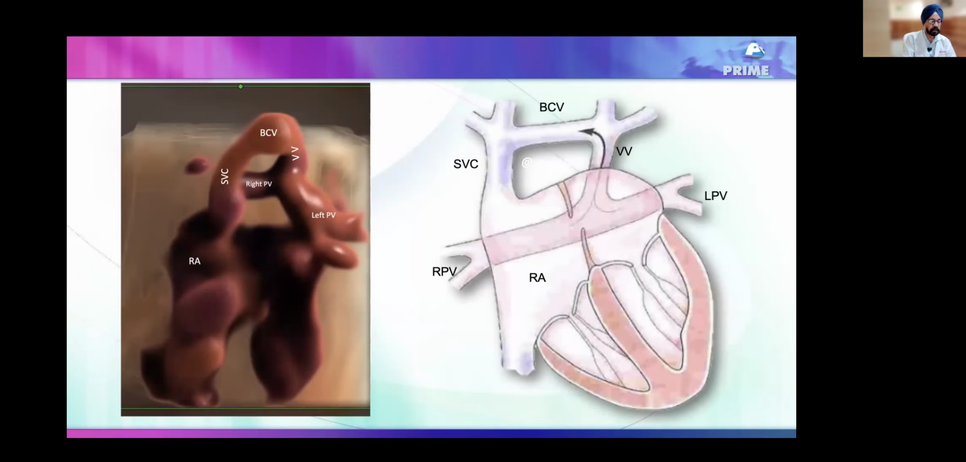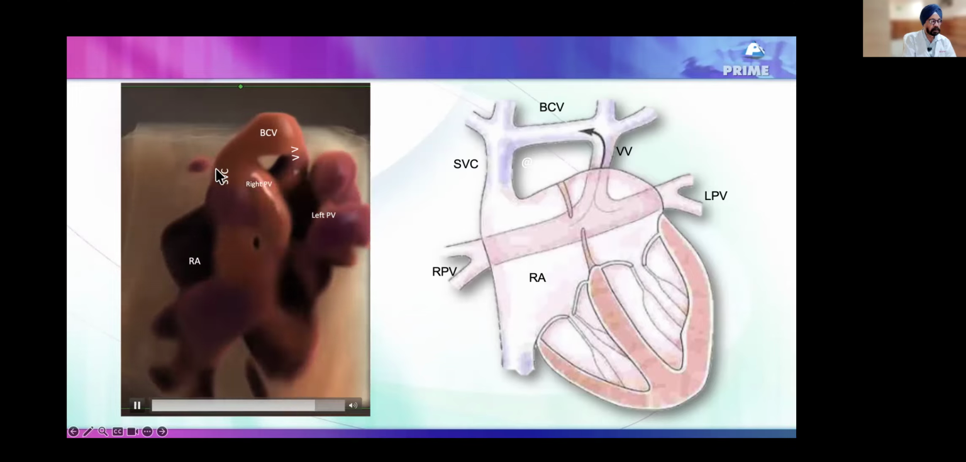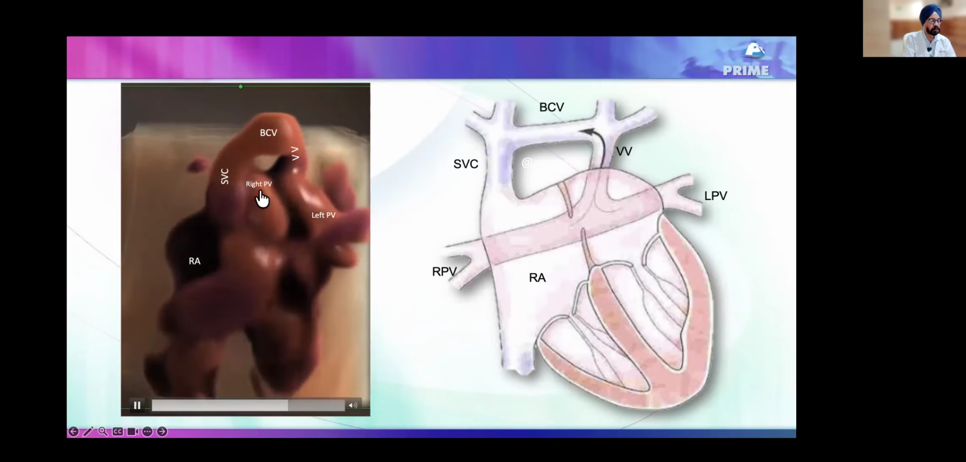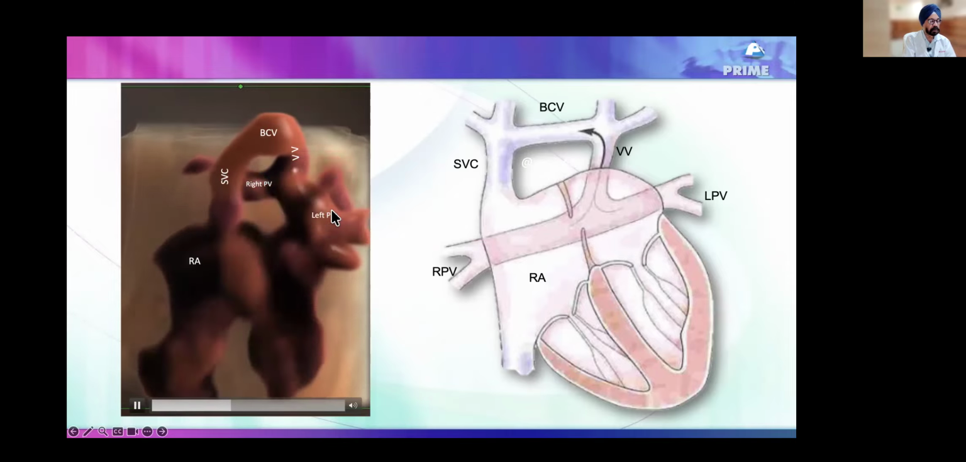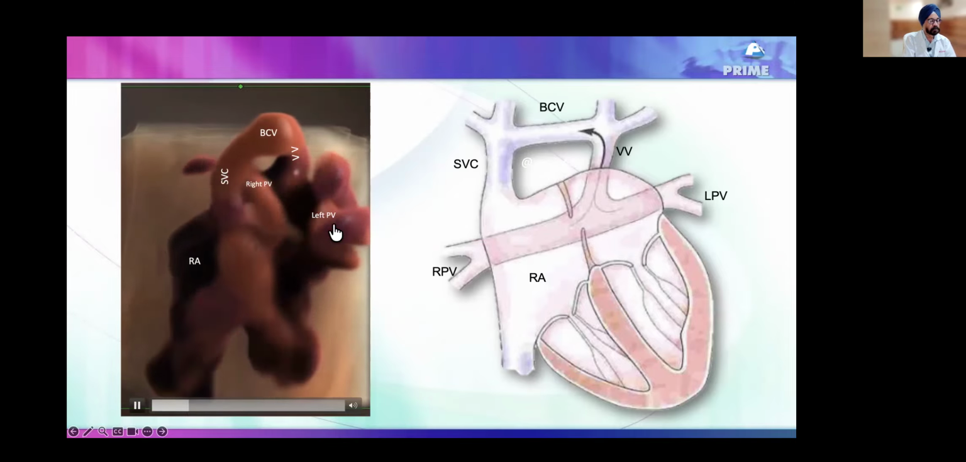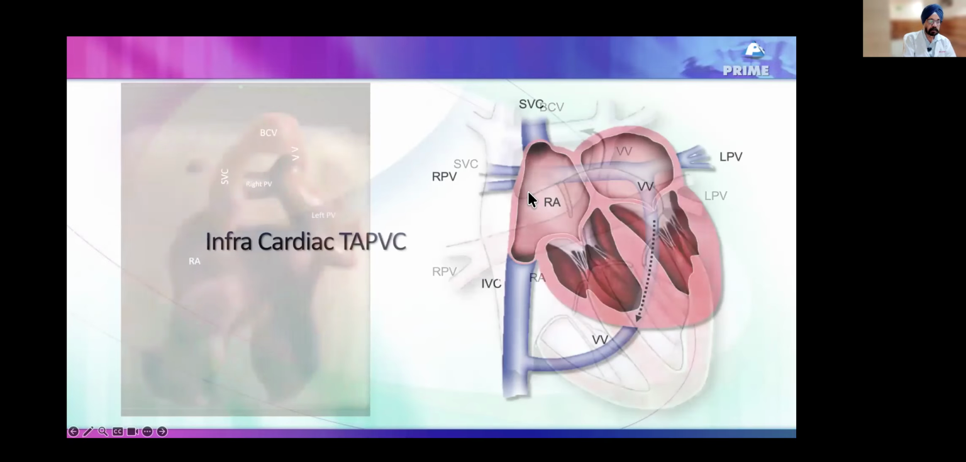So again, the fancy 3D. Now, many people call it figure of 8. Anyway, left pulmonary veins, right pulmonary veins, opening into the vertical vein, brachiocephalic and SVC. The pulsatile flows you see are of the aorta and the pulmonary artery, right? So this is the right pulmonary artery side going, but in the background you see continuous flow, left pulmonary vein entering into the vertical vein and brachiocephalic, and that's what is the TAPVC.